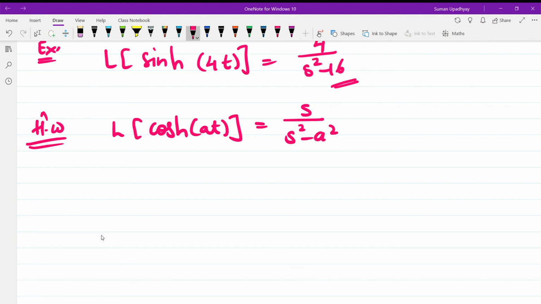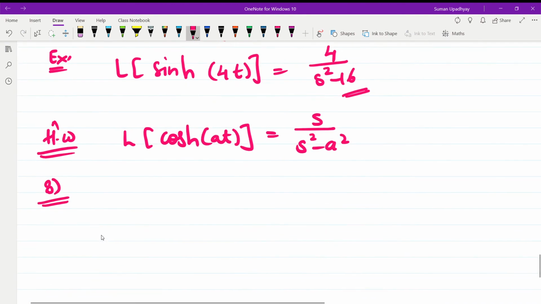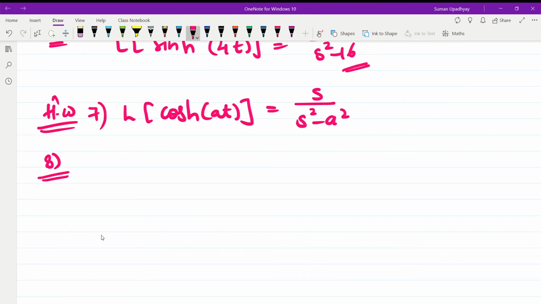Now let us go to the last function. I hope I have written the correct numbers. This was 6, this is 7, and this is 8. Suppose you are having a function f of t as t raised to n. Then what is its Laplace transformation? Let us have a look at the solution for finding the Laplace transformation of t raised to n.